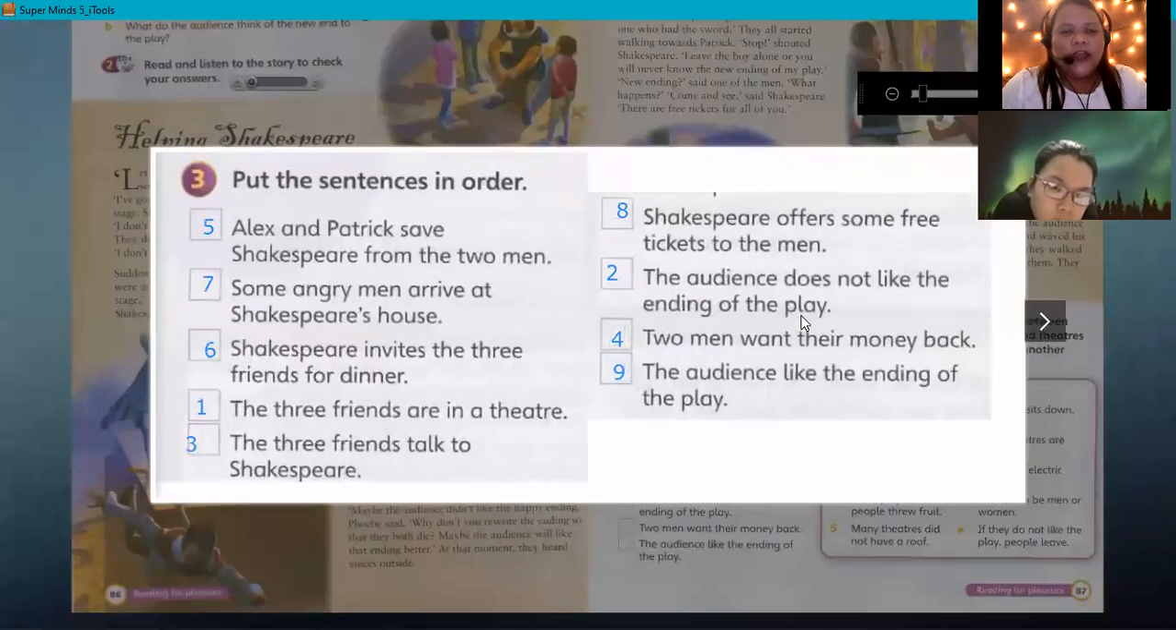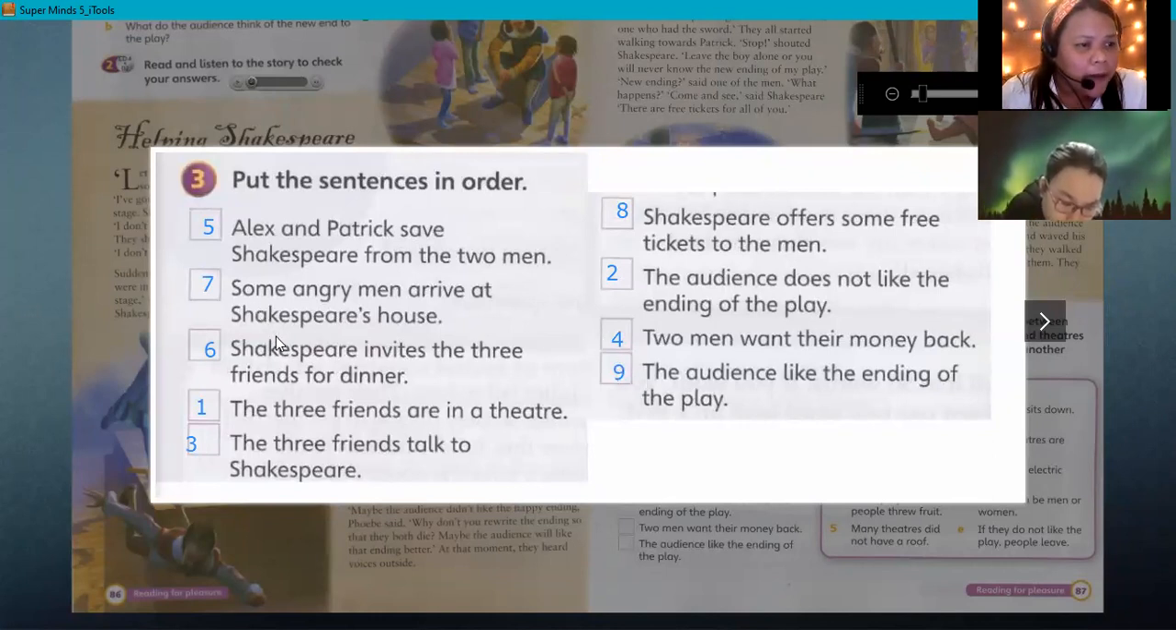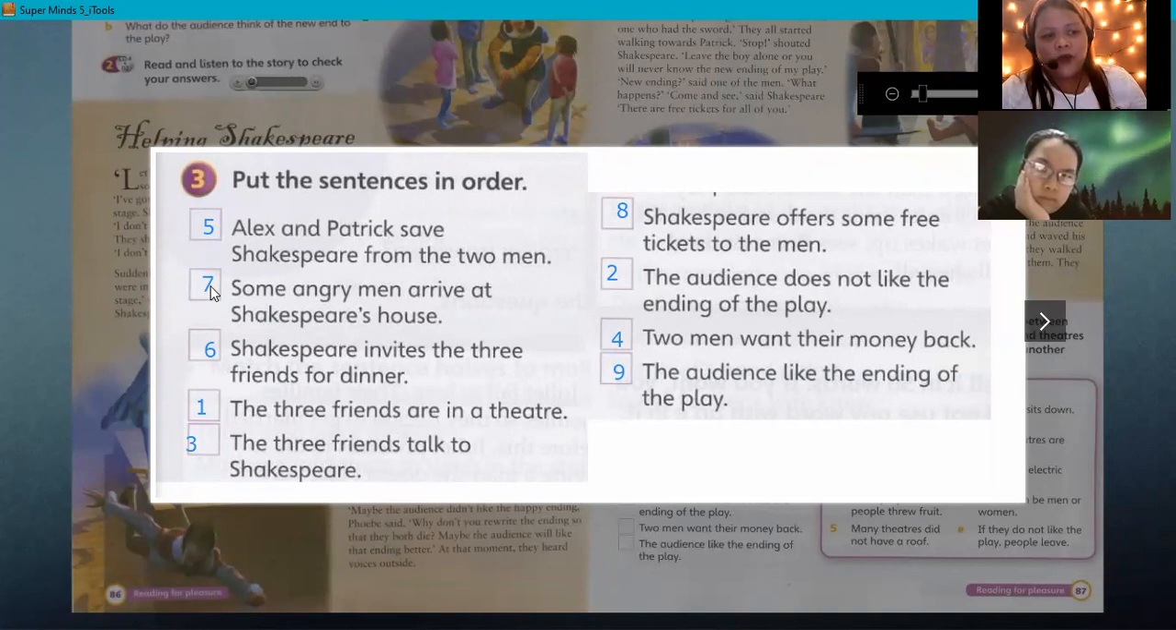Okay, so let's check. It was said there that some angry men arrive at Shakespeare's house. So meaning to say that the third thing that happened is the three friends talk to Shakespeare. And then the fourth here is that some angry men arrive at Shakespeare's house, because it says there that suddenly there were men who were coming in the place. Then they want their money back. And then Alex and Patrick save Shakespeare from the two men. Okay? Because it's here.